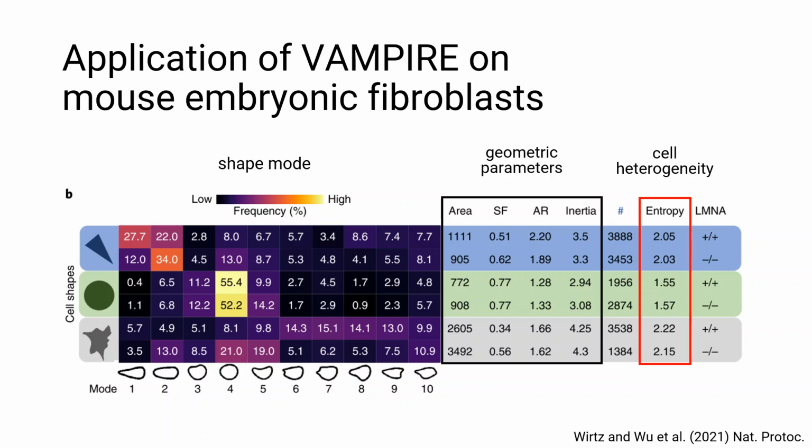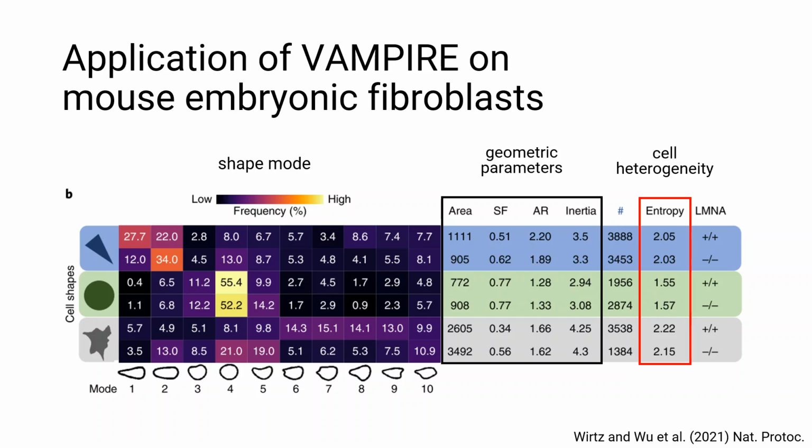As we can see, the triangle pattern cells have more of a triangle shape in modes 1 and 2. The circular pattern cells have more of a circular shape in modes 3, 4, and 5. And the control with no pattern has a variety of shapes in all the shape modes. And this cellular variability of shape can be captured by Shannon entropy shown on the right. Whereas the circular shape cells have lower entropy, the triangle shape and the control cells have higher entropy.